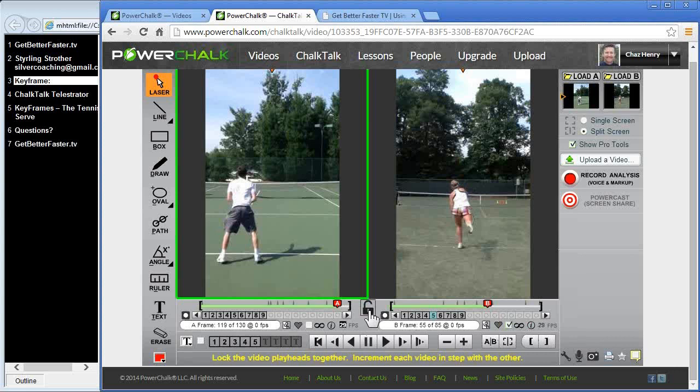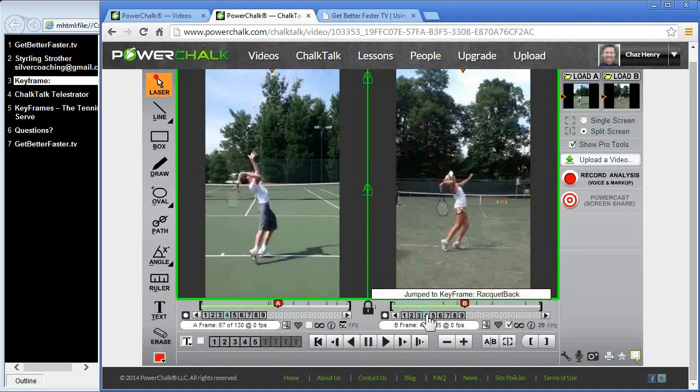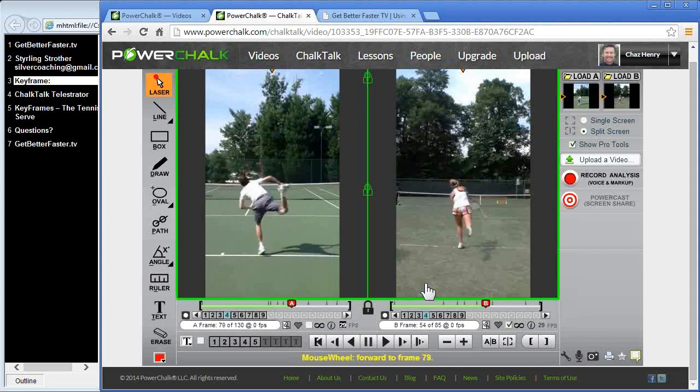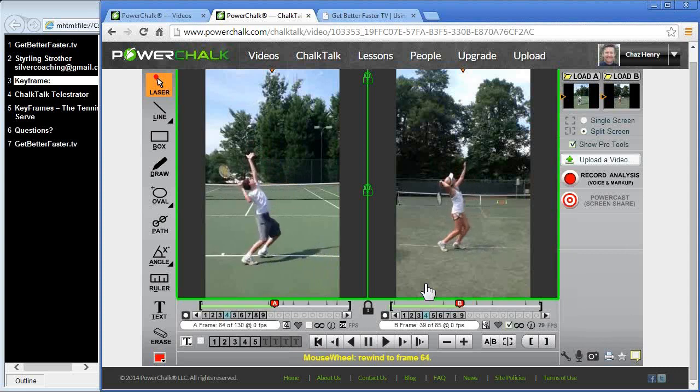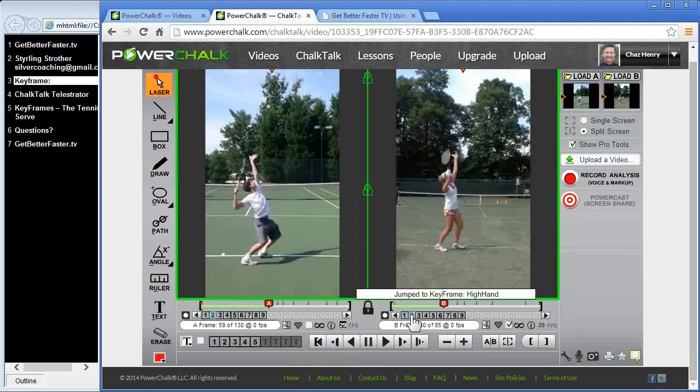Now, what you can do at this point is you can lock these two together. And with them locked together, if I jump to squat on Colin's, I'm jumping to squat on Chloe's. So right. Now, in this case, if I roll forward one frame, they might have slightly different pace. But other than that, they're going to match up. Right. But one thing about keyframing is let's say one was shot at 120 frames a second. If I choose to synchronize them by jumping, then they'll stay in perfect sync, even if they're shot at radically different frame rates.